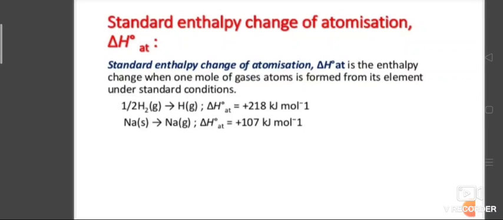So when you see the standard enthalpy of atomization, it is the enthalpy change when 1 mole of gaseous atoms is formed from its element under standard conditions. Hydrogen is a diatomic molecule, so when one hydrogen gaseous atom is formed, it is known as atomization. In the same way, sodium is present in the solid state. If one gaseous atom is formed from the solid, then it is known as atomization of sodium.